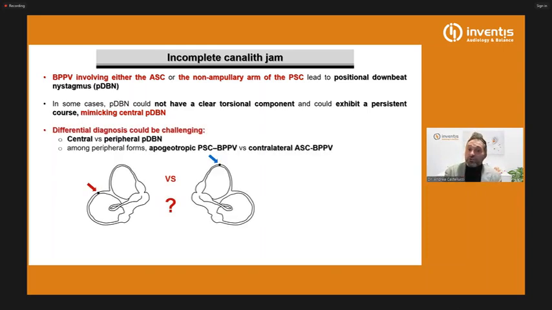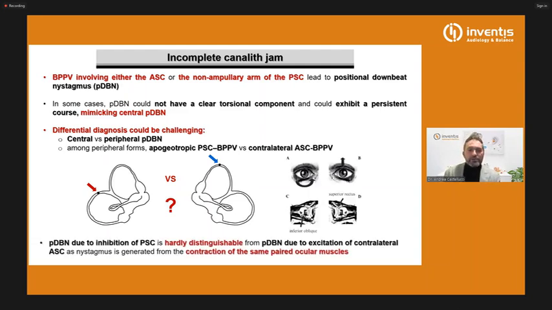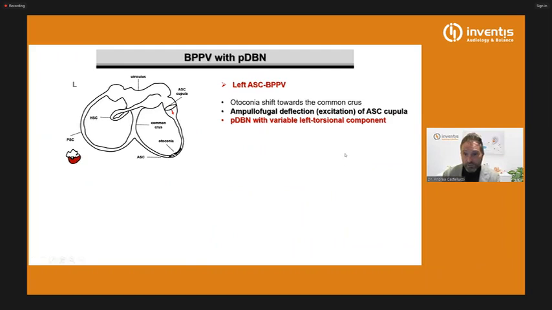So differential diagnosis could be challenging in this case because we might have a central or a peripheral positional downbeat nystagmus. Is it an apogeotropic posterior canal BPPV or a contralesional anterior canal BPPV? Why? Because positional downbeat nystagmus due to an apogeotropic form of the posterior canal, so due to an inhibition of the right posterior canal, is hardly distinguishable from positional downbeat nystagmus due to an anterior canalolithiasis, due to an excitation of the contralateral left anterior canal, as the nystagmus is generated from the contraction of the same pair of eye muscles. We can see some cases.